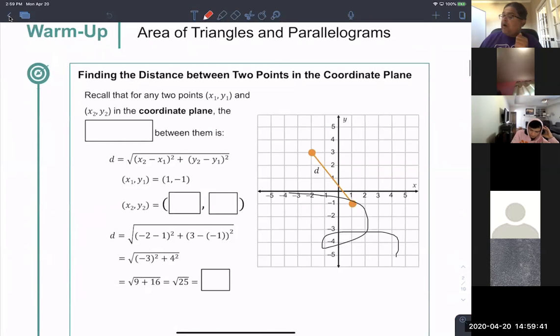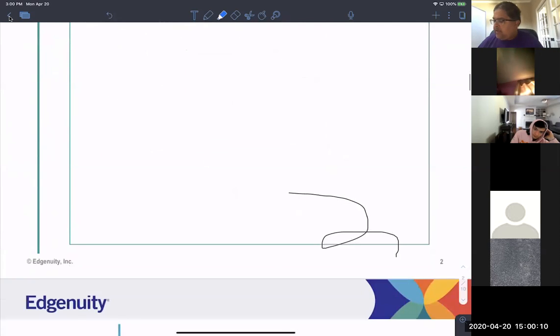So in order to do these problems, the first thing you need to know is your distance formula. Okay, your distance formula. So you need to know how to work with it. And we've been working with the distance formula throughout the whole year, so you should have good practice underneath your belt, right? And with this, you also will need to know the area formulas for a triangle and a parallelogram.